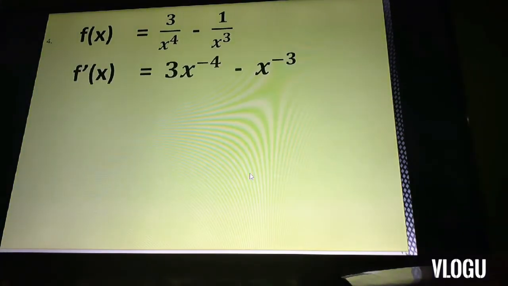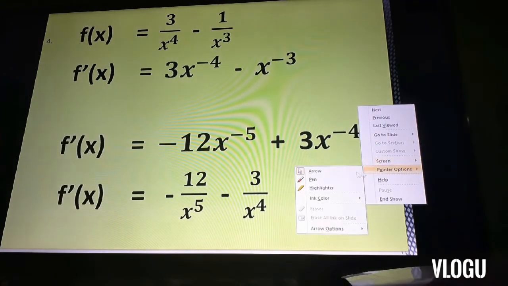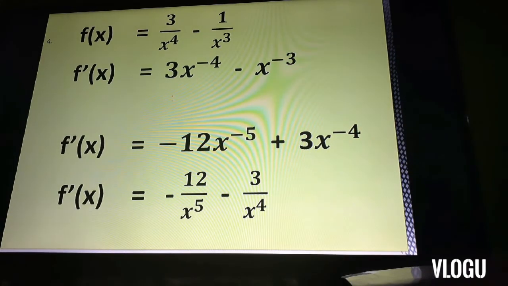Now, how about if our problem is in this form? I have f of x is equals to 3 over x to the 4th power minus 1 over x to the 3rd power. Una natin gagawin is to rewrite the expressions into an exponential form. So, para ma-rewrite po natin ito, iaangat po natin or itataas po natin yung x to the 4th power. Pag iniangat po natin yan, magiging negative po yung kanyang exponent. Walang ibang nabago maliban sa exponent. Itinaas lang po natin dito.